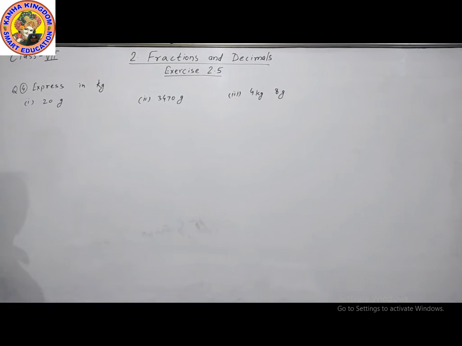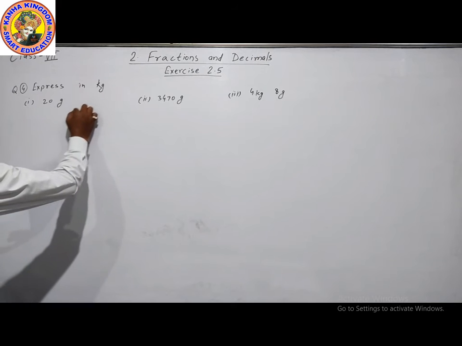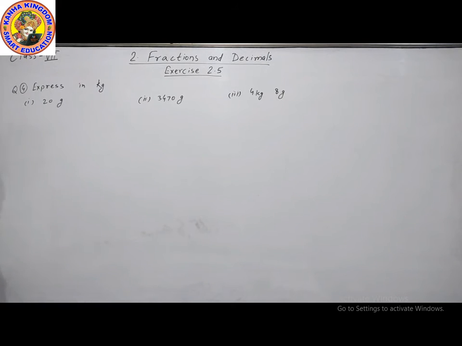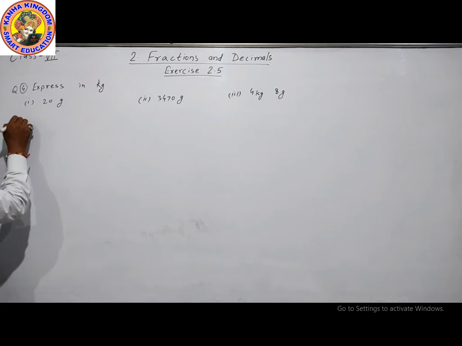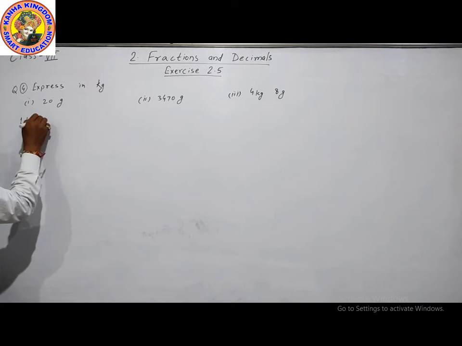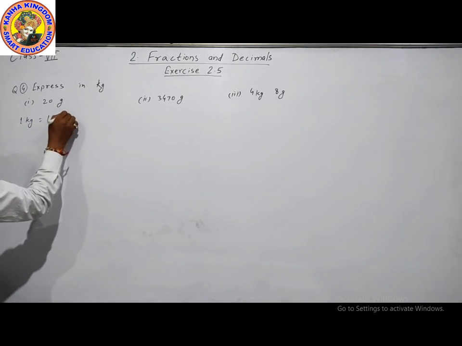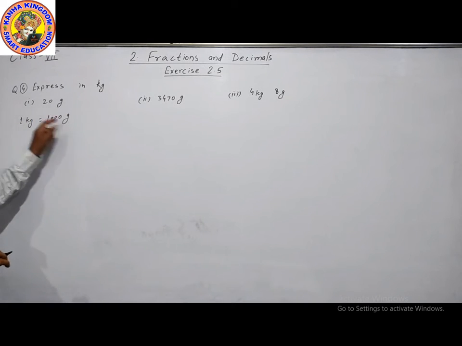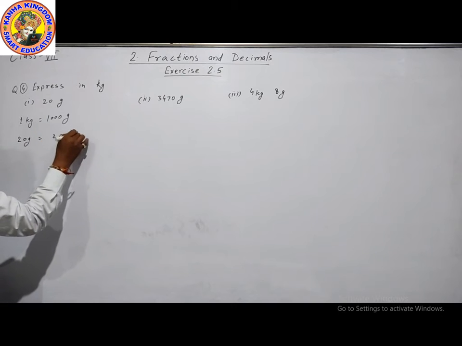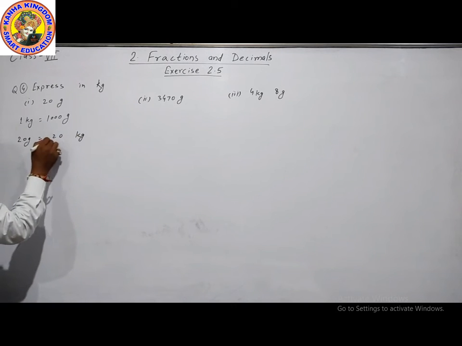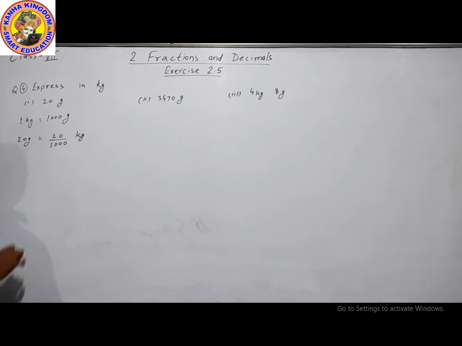So students, our next question is question number 4, express in kg. Question in gram, answer will be in kilogram. So gram and kilogram relation, we know that 1 kilogram is equal to 1000 gram. So gram will convert into kilogram by dividing by 1000. The equation is 20 gram. We will convert in kilogram by dividing by 1000.